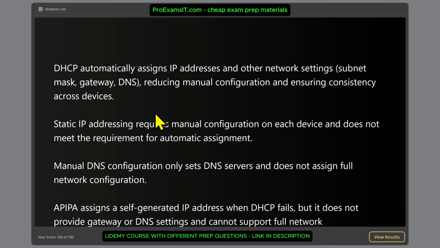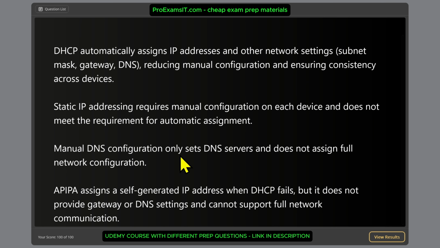So DHCP automatically assigns IP addresses and other network settings, such as subnet and default gateway, reducing manual configuration. We have static IP. You configure static IP usually on printers in your office or on your servers. It requires manual configuration. You don't want its IP address changing every time. We have manual DNS configuration, which only sets DNS servers. And we have APIPA, which assigns a self-generated IP address when DHCP fails.